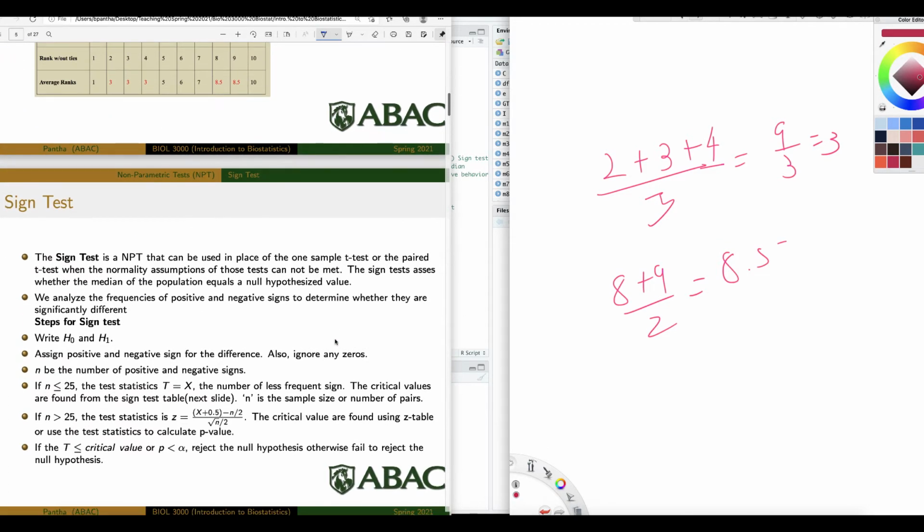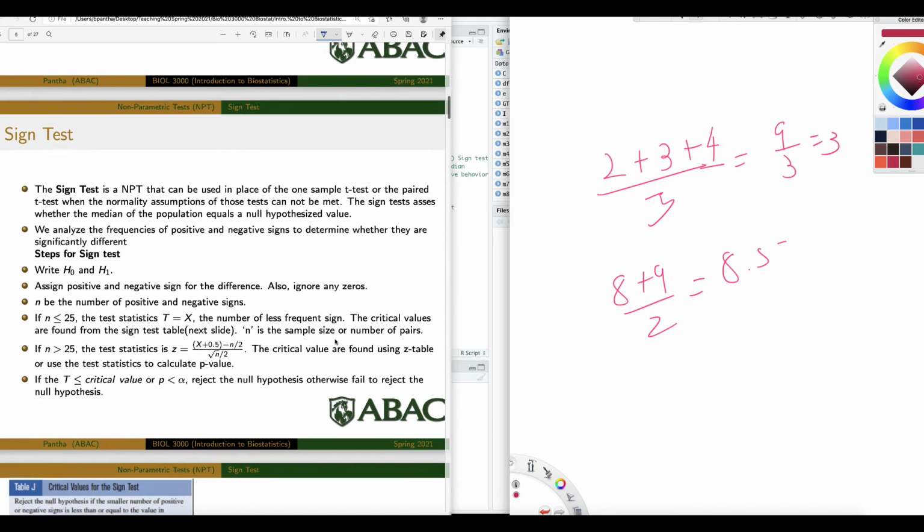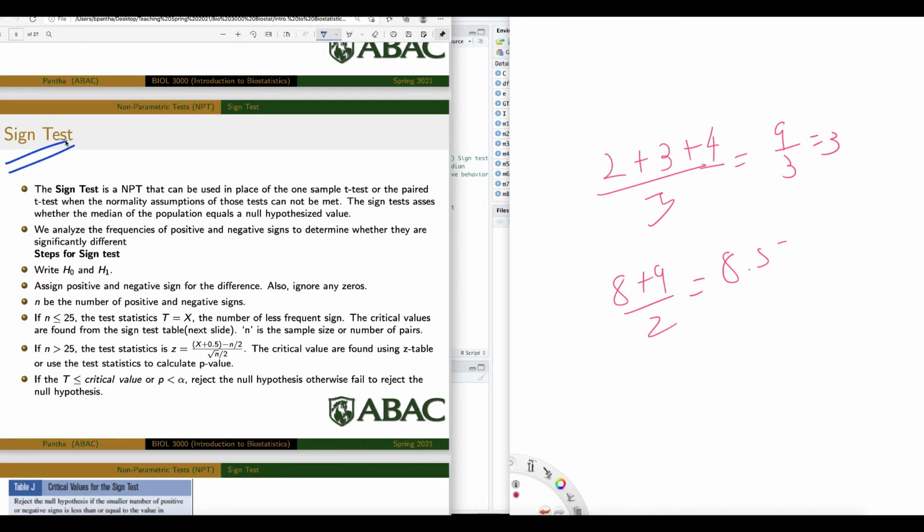Okay, now after we talk about the rank, what I'm going to do here is talk about one of the very simplest types of non-parametric test. This is called the Sign Test. Okay, so this is the Sign Test. So what is the Sign Test? The Sign Test is a non-parametric test that can be used in place of the one sample t-test. It is similar to the one sample t-test. What does the one sample t-test do?